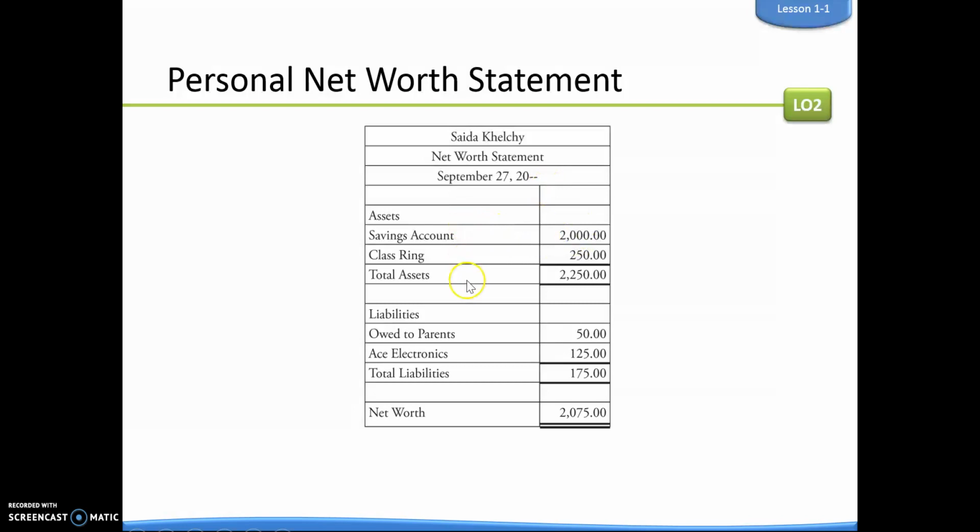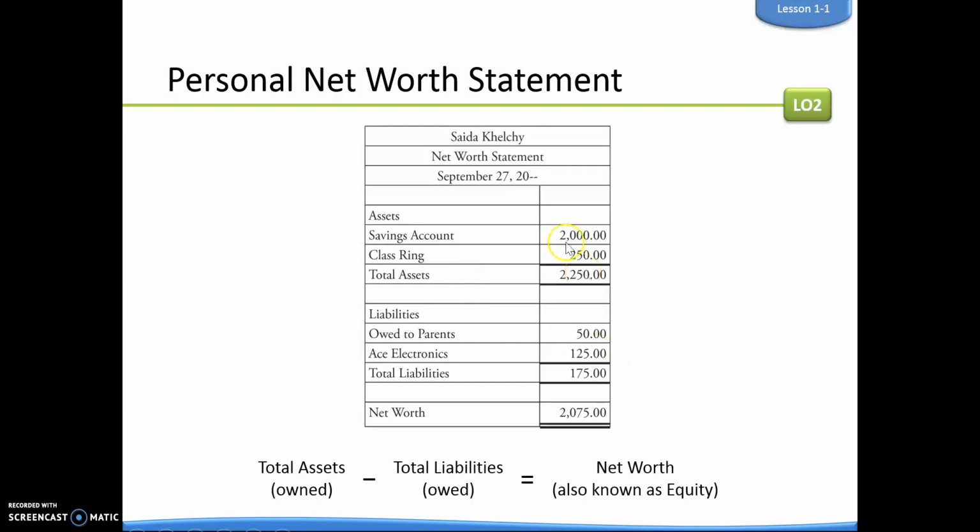So you can see what it has is it lists the assets here. Our assets, they have a savings account and a class ring for a total of $2,250. And then the liabilities, they owe $50 to their parents and $125 to Ace Electric. So their total liabilities is $75. So in order to find our net worth, we take the difference between those two numbers. Our total assets, which is what we own, minus our total liabilities, which is what we owe. And in a personal situation, we call that net worth. In a business situation, we call that equity.